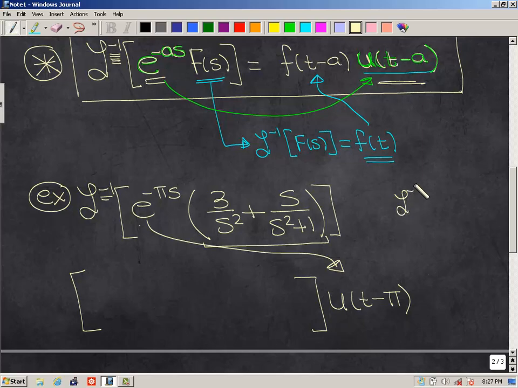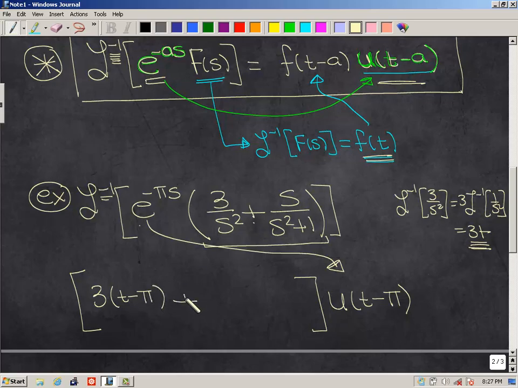So let's do the inverse of 3 over s squared. 3 is a constant, so you get 3 times the inverse of 1 over s squared. So you just get 3t. Okay. Now what are we going to do? We're going to take this function, little f here, and we're going to shift it by a units. A is pi. So we get 3 times t minus pi. So we're going to shift that. Then we have a plus sign.